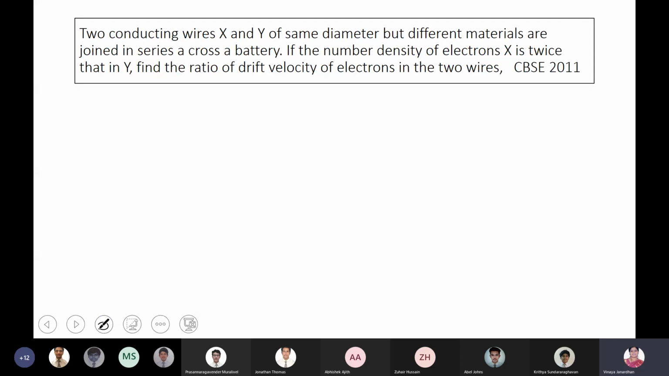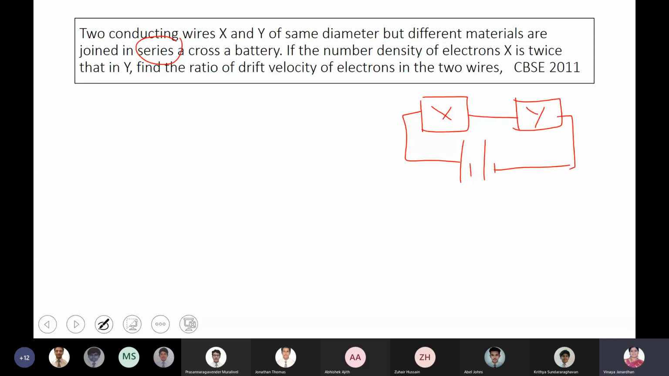Two conducting wires, X and Y, of same diameter but different materials are joined in series across a battery. So you have two materials, X and Y, joined in series. The moment series comes, current is a constant, right? Now what is given? Same diameter means AX is equal to AY, correct, boys? Same diameter, different materials, which means what? Rho X and rho Y are different.